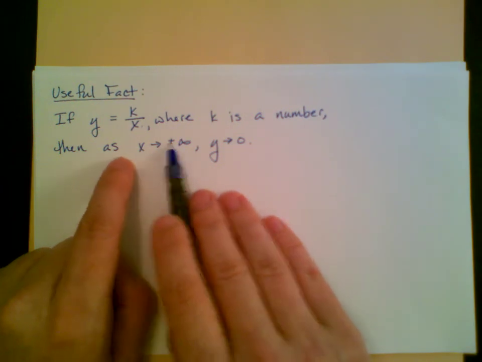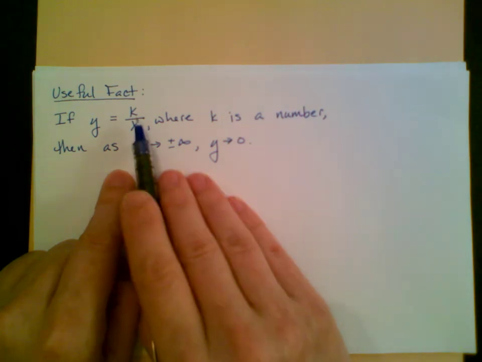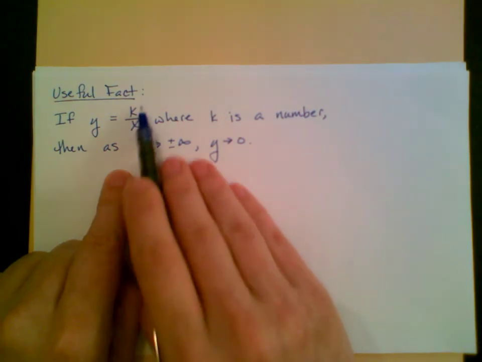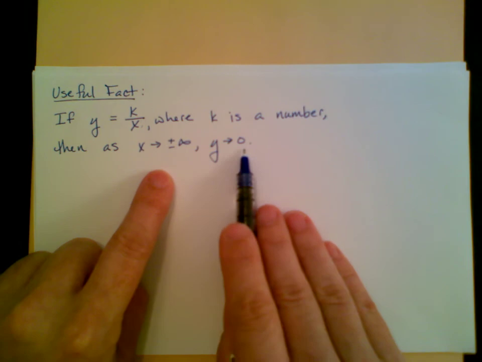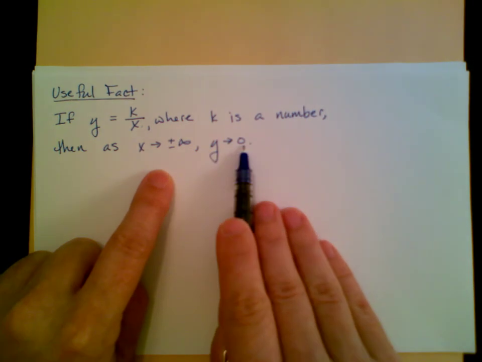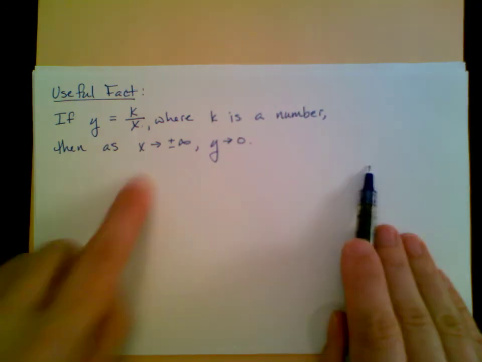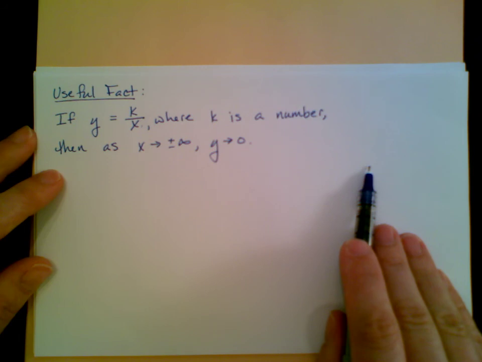So if you have a function, say y equals 1 over x, y equals 5 over x, the end behavior, the y's will get close to 0. You can see the horizontal asymptote there. That's y equals 0.